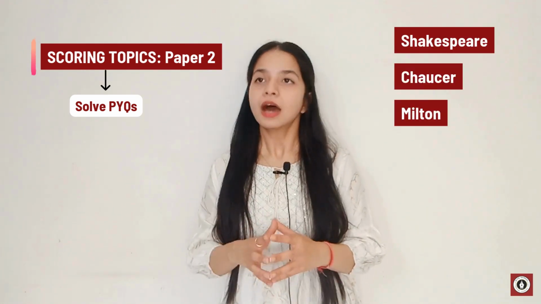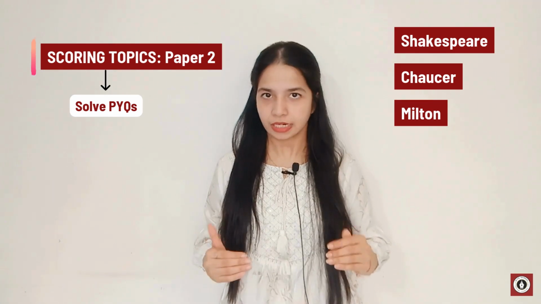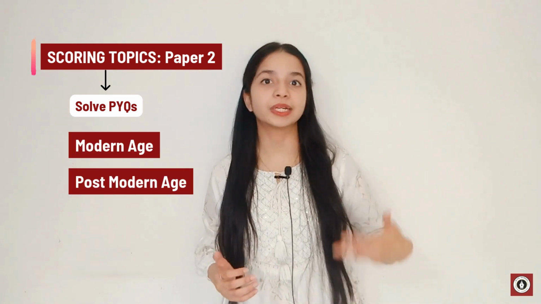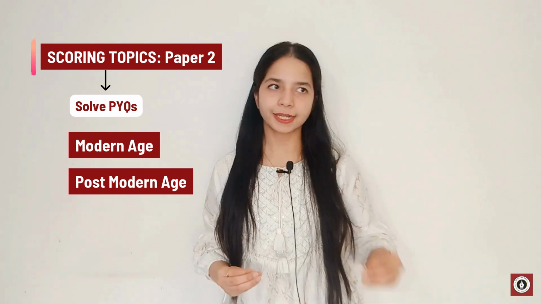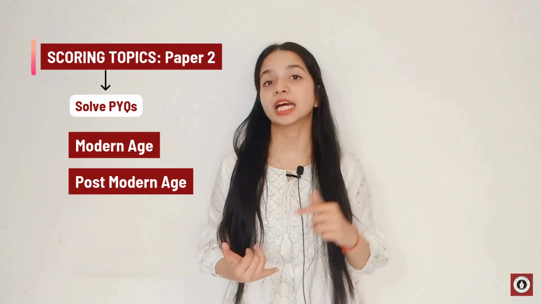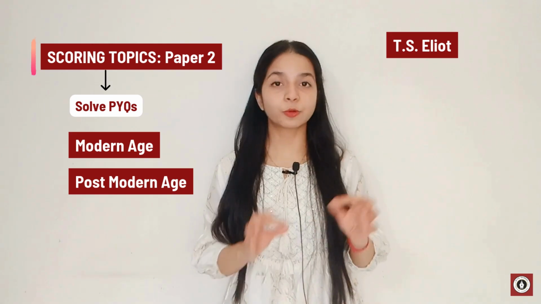For instance, when you start solving these previous year question papers, you will realize that there are certain recurring patterns, especially in British literature. For example, questions related to Shakespeare, Chaucer, Milton are frequently asked. Then out of the literary periods, you have modern age and post-modern age being frequently asked. Within modern age, some of the most important writers are T.S. Eliot.